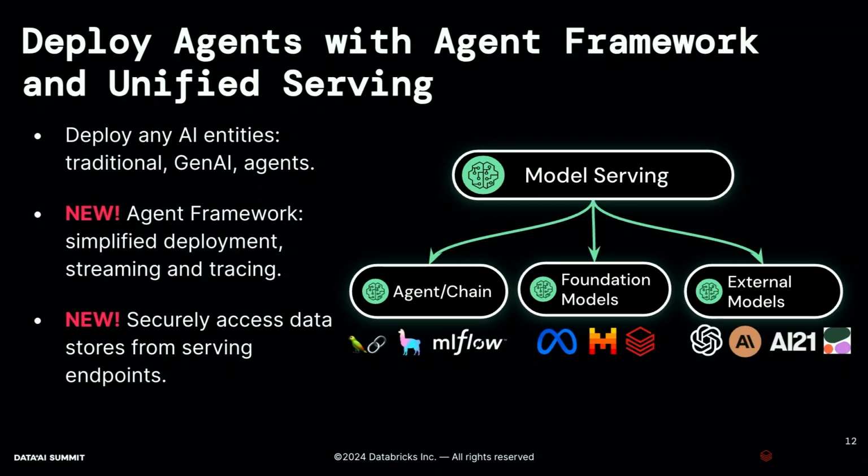Right, next you can take that agent and deploy it on model serving. So unlike other providers, you can use Databricks model serving to deploy any AI assets, be it agents, chains, foundation models, and external models. And we are introducing two capabilities here that simplify the process for agents. One, we have Agent Framework, which provides some high-level APIs that make it very simple to deploy agents, and also introduces two new capabilities, such as streaming and tracing.